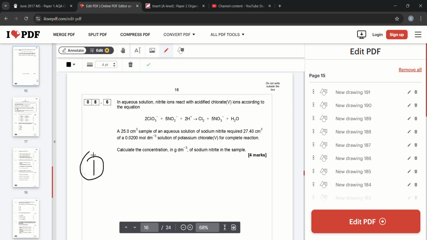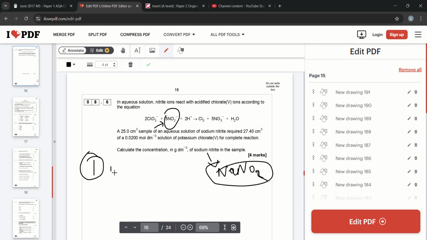First thing we're going to do, what is sodium nitrite? What are we trying to find in the sample? It's going to be this. The nitrite ions react with acidified chlorate ions in the equation, so we're trying to find the concentration of this. But obviously sodium nitrite is NaNO2.